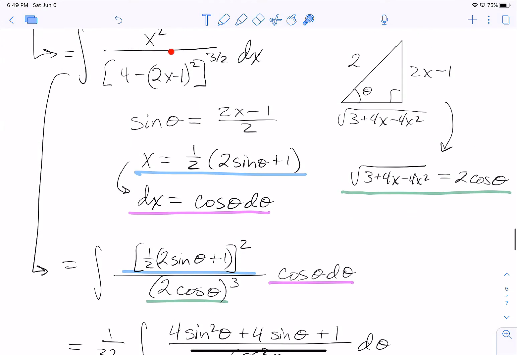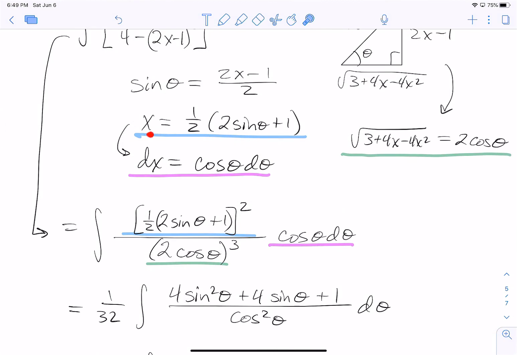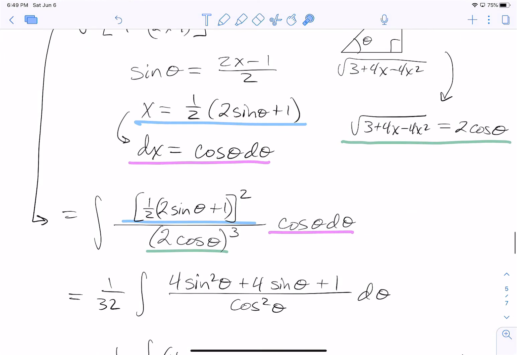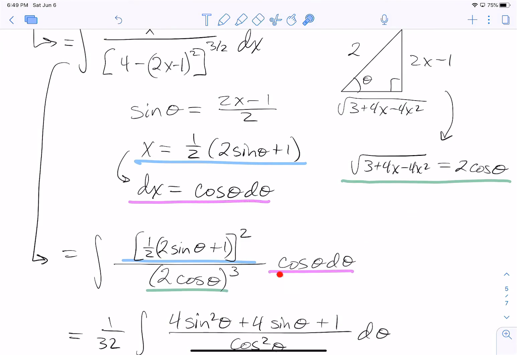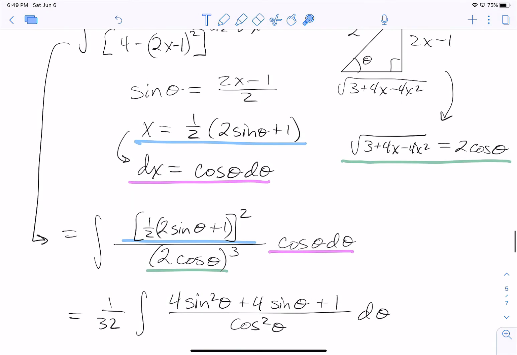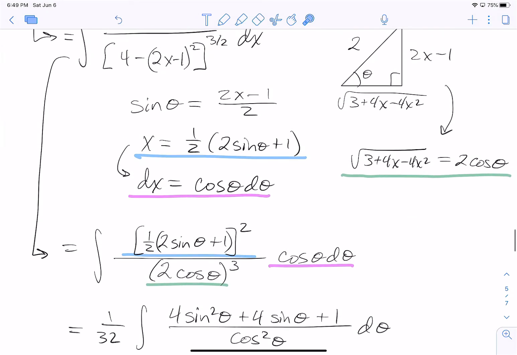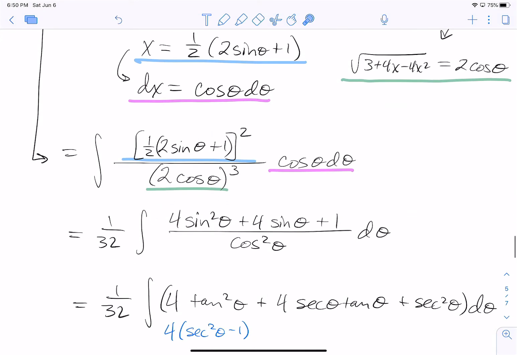Because the numerator had an x squared in it, we're squaring 2 times the sine of theta plus 1. And so we have 4 sine squared theta plus 4 sine theta plus 1. Replacing dx meant we were using cosine theta d theta, and replacing the denominator with (2 cosine theta) quantity cubed means that we end up with overall 1 over 32 times the integral of (4 sine squared theta plus 4 sine theta plus 1) all divided by cosine squared theta d theta, because 2 factors of the cosine divided out.